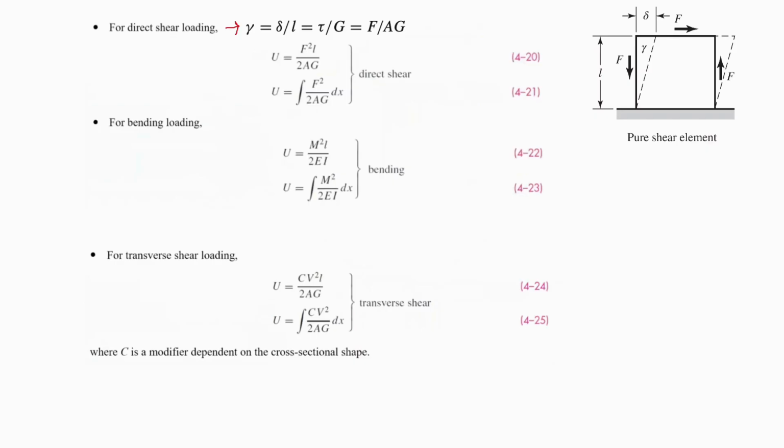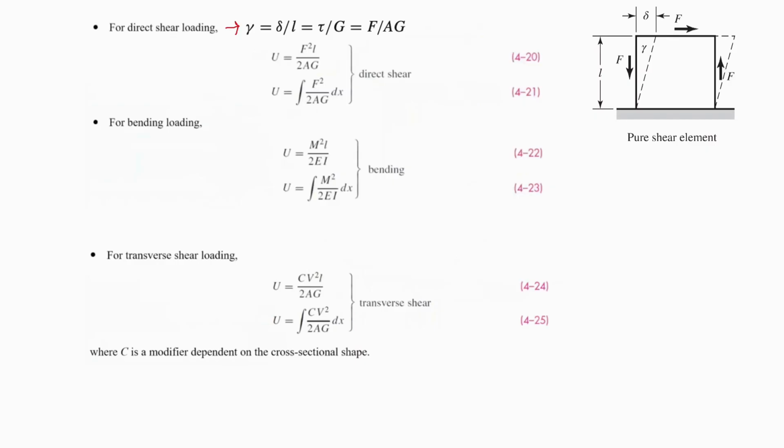U represents the strain energy due to this shear loading, and U is equal to F squared L over 2 times AG. And again, you can replace L by dx and integrate over the entire L. And similar expressions for the strain energy can also be obtained for the bending loading and transverse shear loading. So you can refer to your book for the bending loading. The principle is the same. We apply the same strategy.